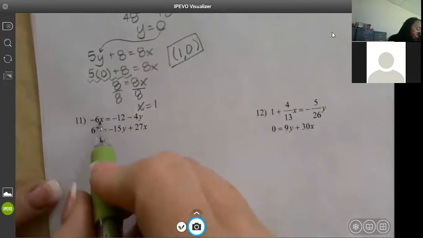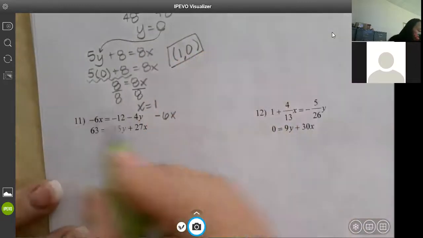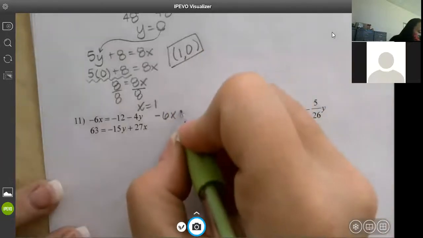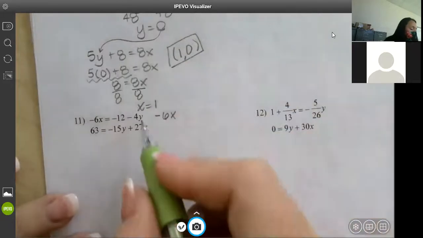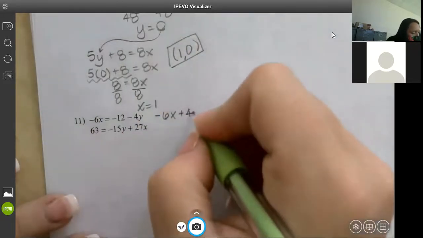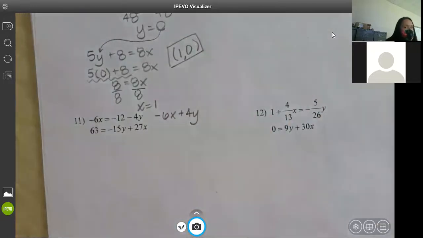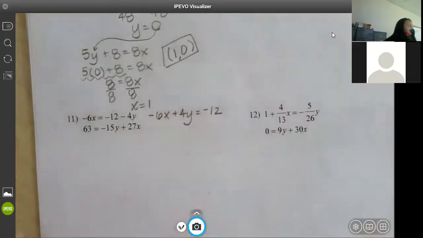In the first equation, the x is on the right side, so we're okay. How do I get the y on the other side? It's a -4y, so when I put it on the other side, it's going to be positive 4y. The -12 is on the correct side, so we leave it alone. So if it's on the correct side, leave it alone. If it's on the wrong side, change the sign.